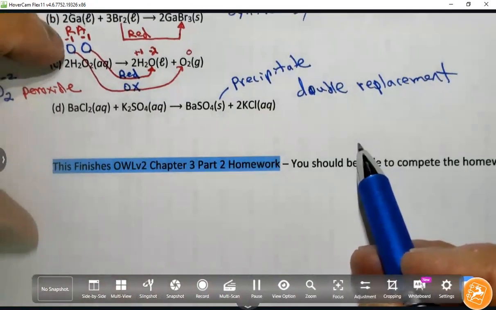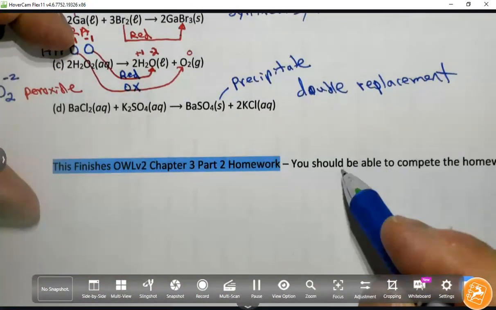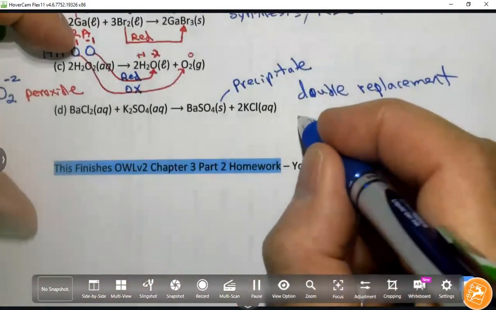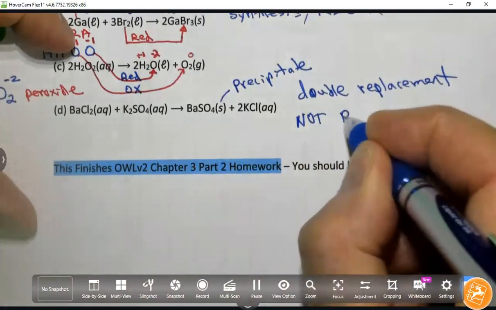So double replacement here should not be redox. And if we go through everything, there's no charge change. This is not oxidation reduction or redox.